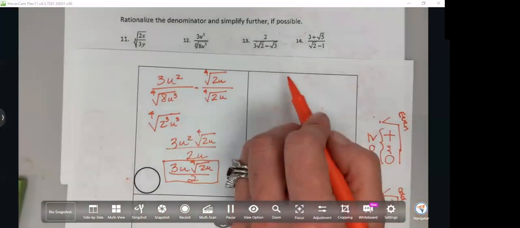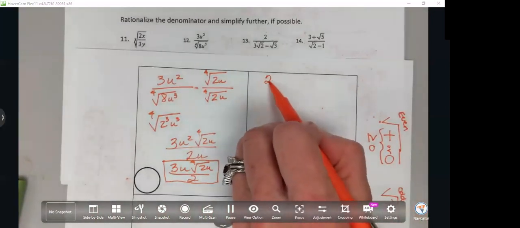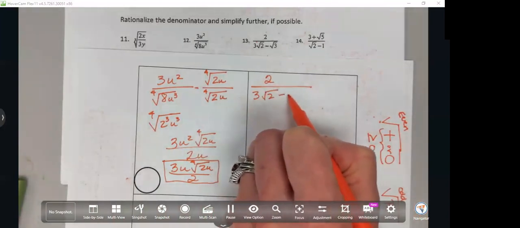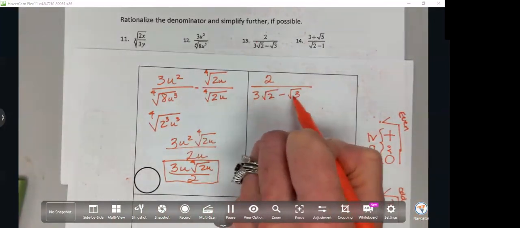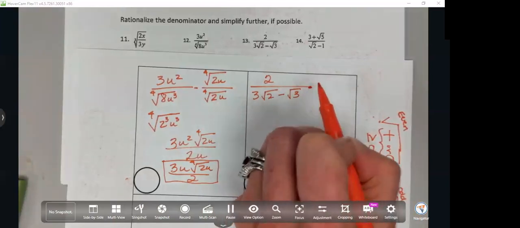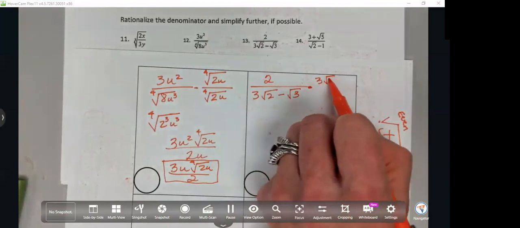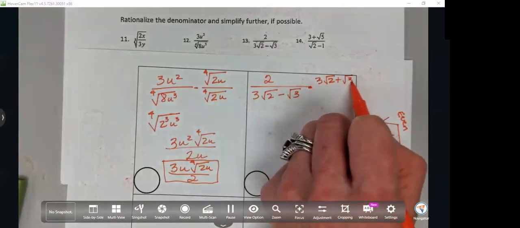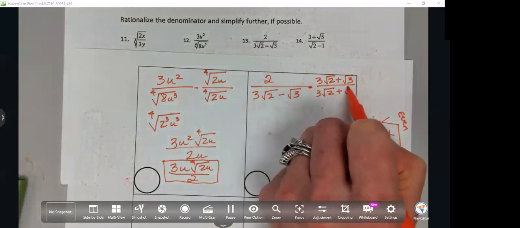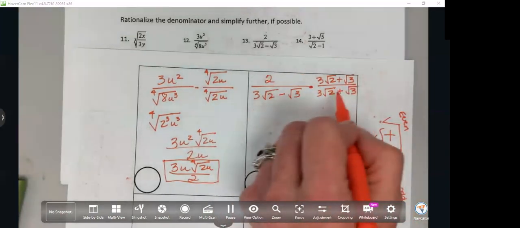And there you go. This one, you're going to need the conjugate because we have a binomial. We've got two numbers connected with a plus or a minus, so we need the conjugate. So this is going to be 3 square root of 2 plus the square root of 3. 3 square root of 2 plus the square root of 3. And then we multiply them out.